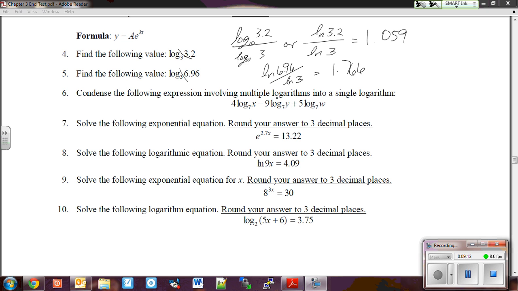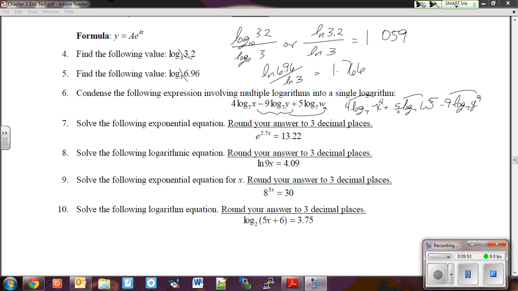Now, condense the following expression involving multiple logarithms into a single logarithm. What I would do is take this negative 9 log base 7 of y and throw it on the end. Because then you have 4 log base 7 of x plus 5 log base 7 of w minus 9 log base 7 of y. Now, pick up all your exponents. So this would be 4, 5, 9. Now these you would add together. Since they're addition, they'd be multiplied. Since this is subtraction, it is division.